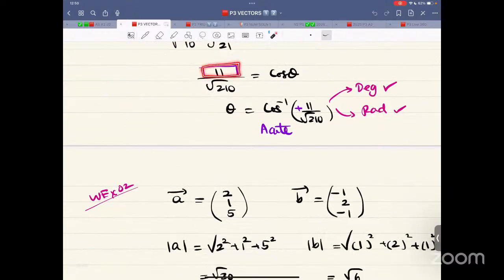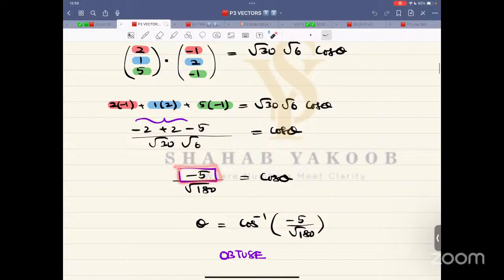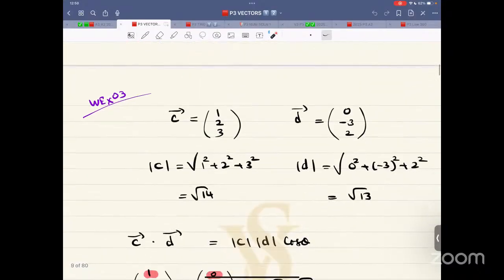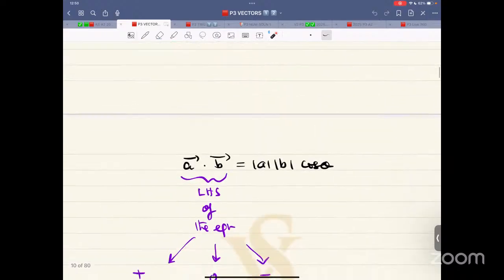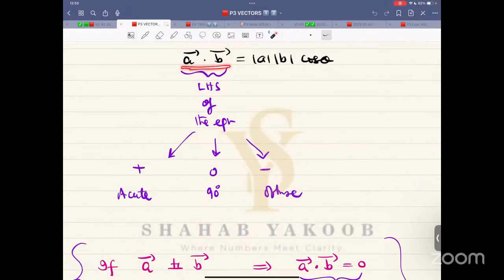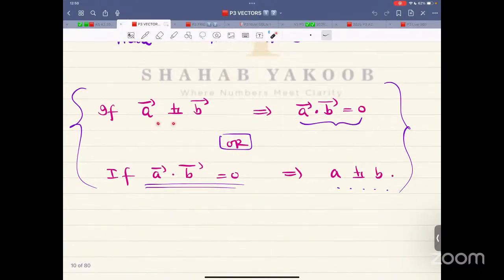If the left-hand side of the equation, the numerator of this thing, is positive, angle is acute. If the numerator is negative, angle is obtuse. If the numerator is 0, angle is 90 degrees. That means the left-hand side of the equation, if it's positive, acute, negative, obtuse, 0, 90 degrees. We get a rule for perpendicularity also, very important. If A is perpendicular to B, A dot B is 0. Or if A dot B is 0, A is perpendicular to B.